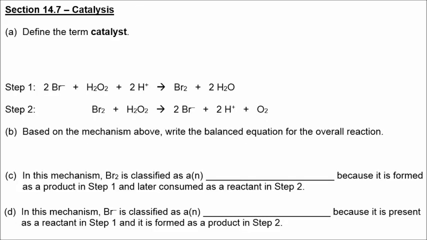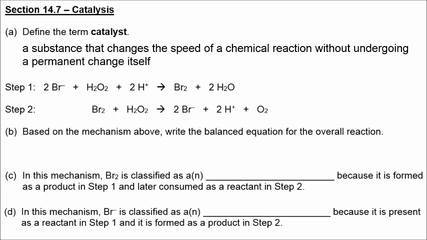Let me remind you about a catalyst again. A catalyst is a chemical that will increase the speed of a chemical reaction without undergoing a permanent change itself. Let's see if we can find a catalyst in the following two-step mechanism. Well, there's some Br minus, there's some H2O2, and there's some H plus. And then there's Br2 produced, as well as water, as well as oxygen, O2.